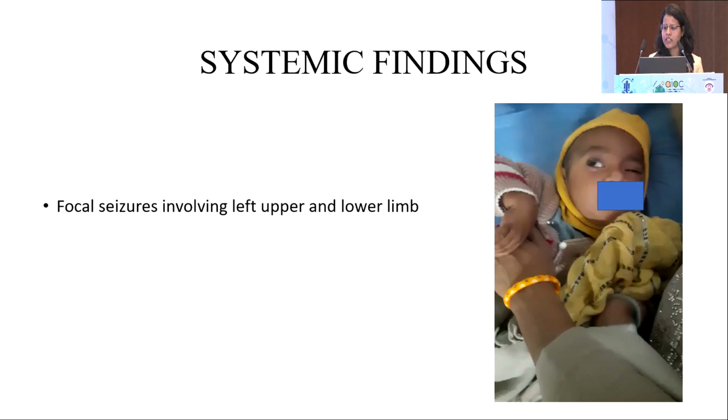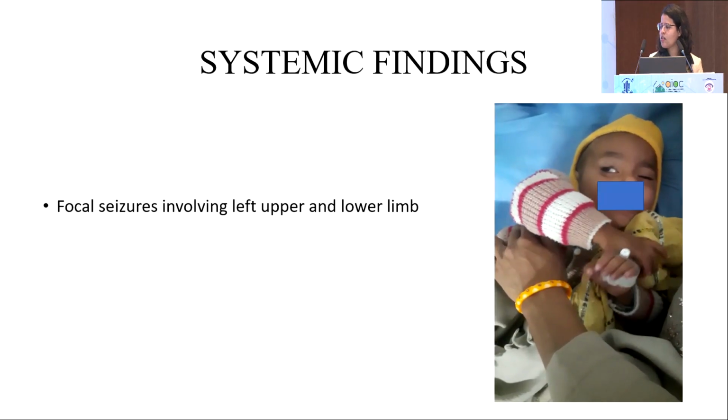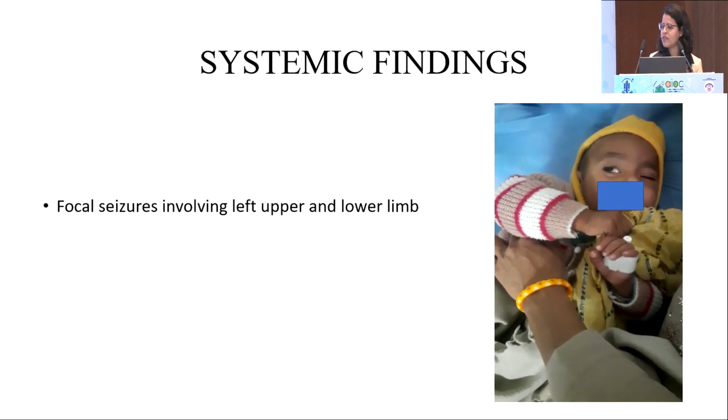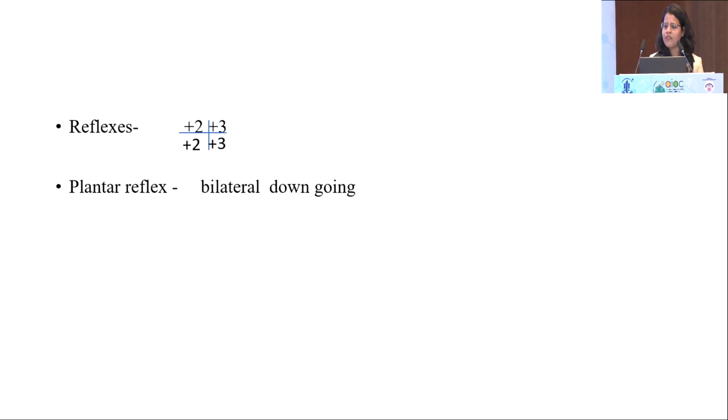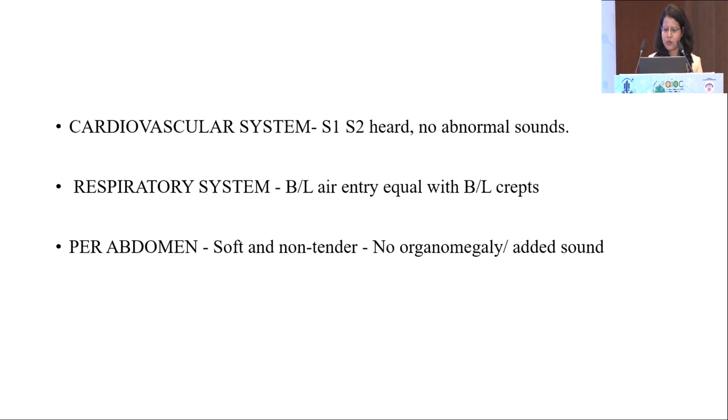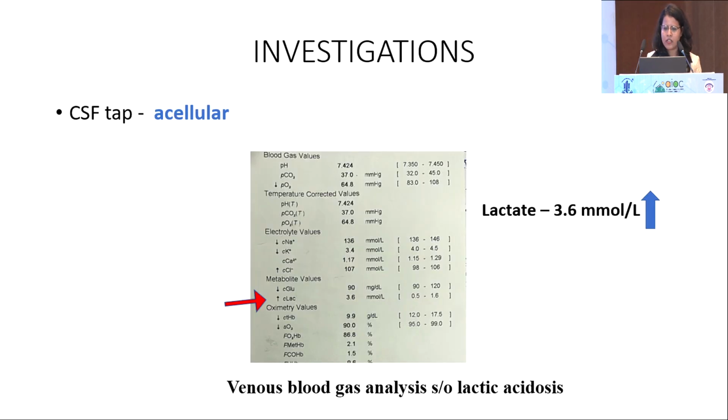On systemic findings, we found that the child has focal onset seizures which involve the left side of the upper limb and the lower limb. On central nervous system examination, in the motor examination the tone was variable on the left side, power was more than 3/5, reflexes were very brisk on the left-hand side, suggestive of an upper motor neuron lesion, and plantar reflex was bilateral downgoing. The rest of the cardiovascular, respiratory and per abdomen examination was within normal limits.